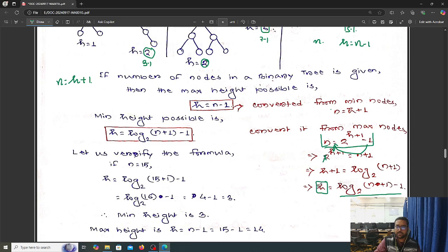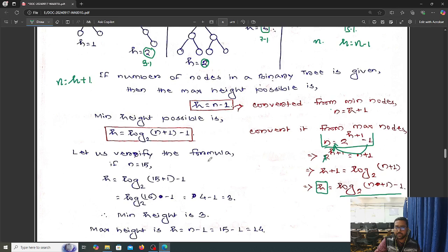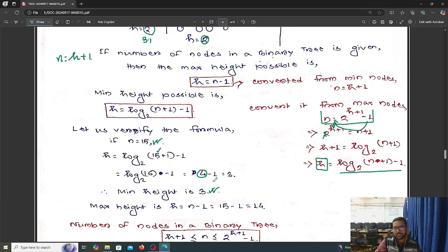Okay, let us now verify this formula for n equal to 15. If n equal to 15, then what is the minimum height? So the height should be log of n plus 1, that is 15 plus 1, minus 1, that is log of 16 minus 1. So what is log 16 base 2? It is 4. So 4 minus 1, that is 3. And the maximum height possible is h equal to n minus 1, that is 14.